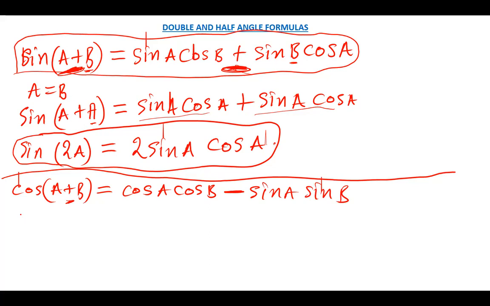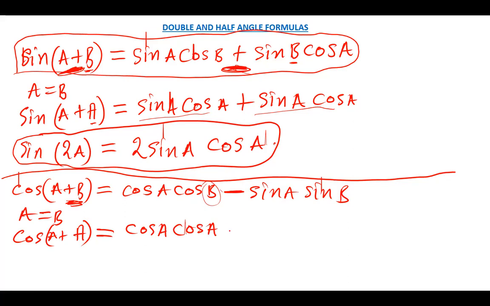Even for cos, we're going to do the same. What happens if A is equal to B? While there's B here, we'll put A. So this will be cos (A plus A), which is going to be cos A cos A, minus sine A sine A. A plus A there will give us 2A. So this is also known as the double angle formula for cos.